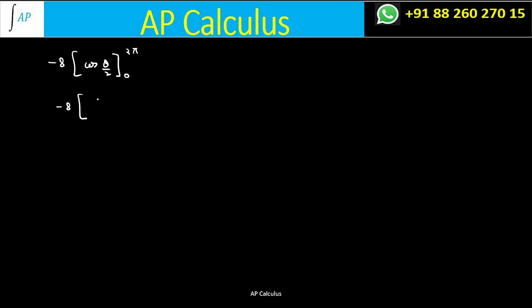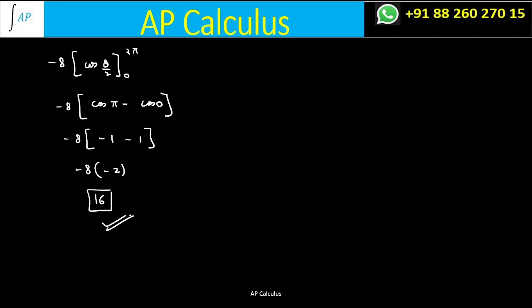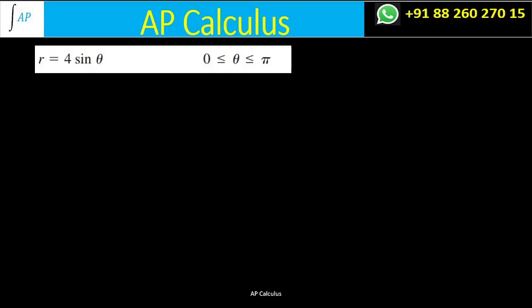So let's put the values now. If you put 2 pi over here, it will become cos of pi minus cos of 0. Cos pi is minus 1, cos 0 is 1. So minus 8 times minus 2 comes out to be 16. So the length of the arc in this is 16. That's the answer. Let's move on to the second question.